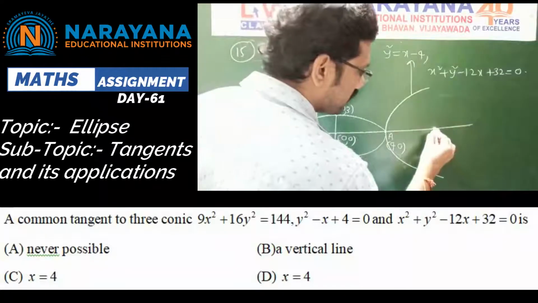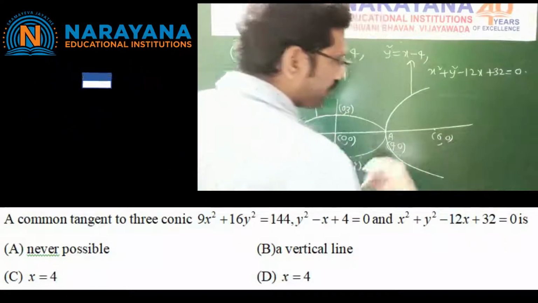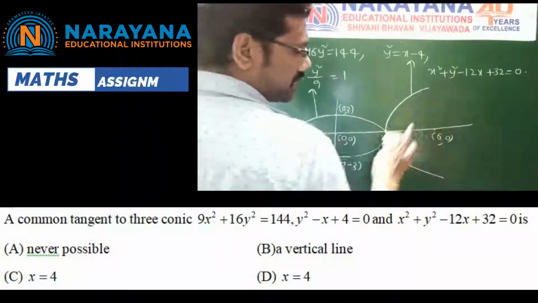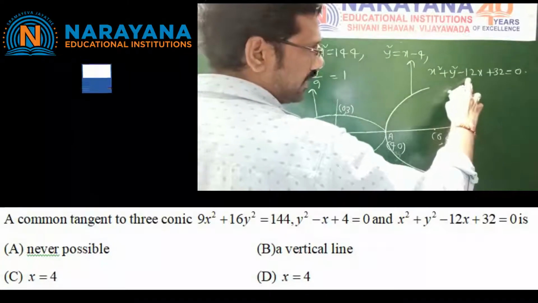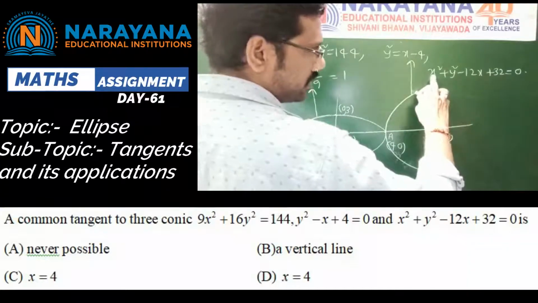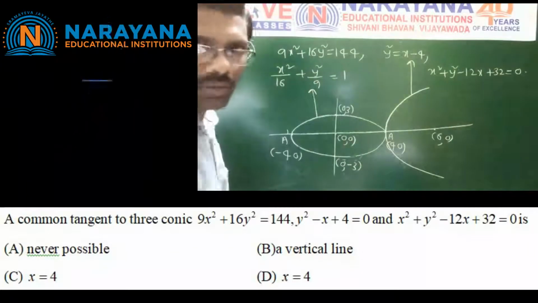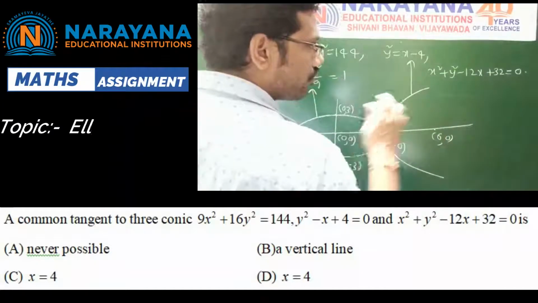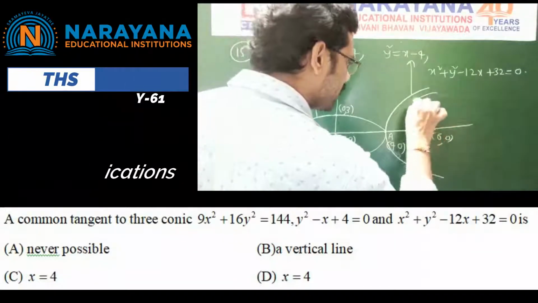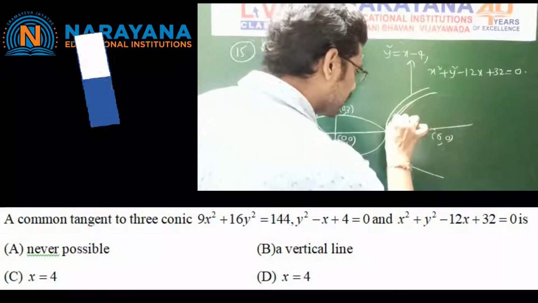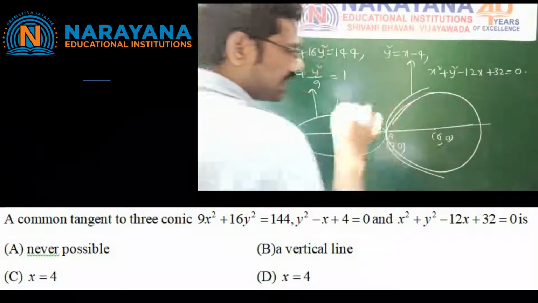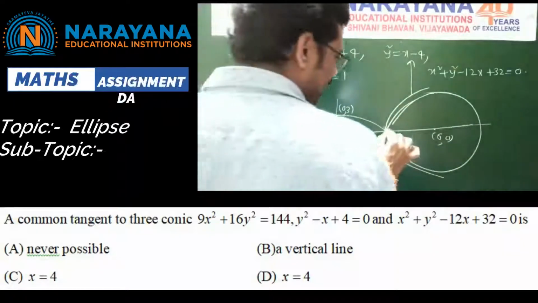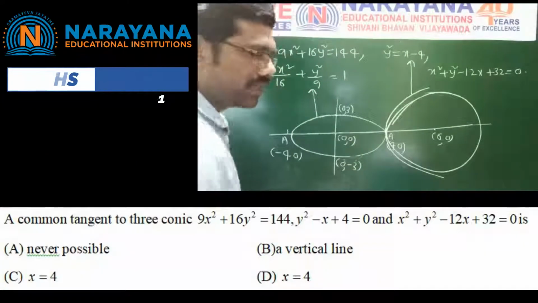The center of the circle is (6, 0). So the circle passes through (4, 0): 4 square is 16, plus 0, minus 48, plus 32, that is 16 minus 48 plus 32 is equal to 0. The circle passes through (4, 0). Check it. This is the circle equation. So the three curves intersect at the point (4, 0).